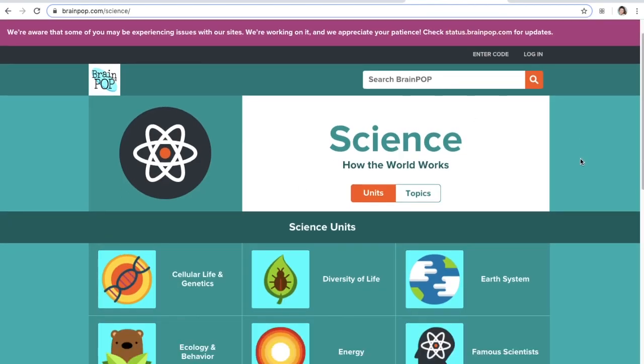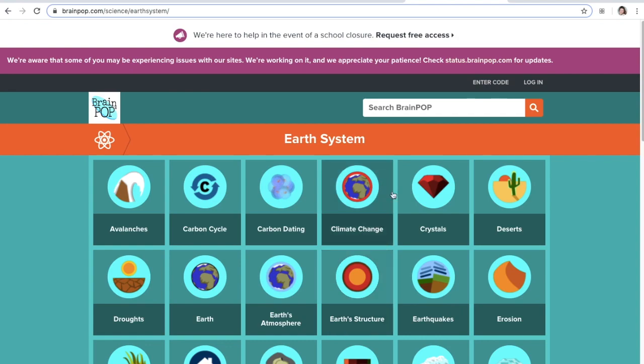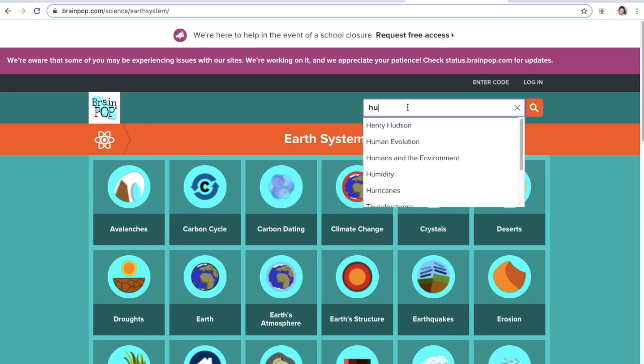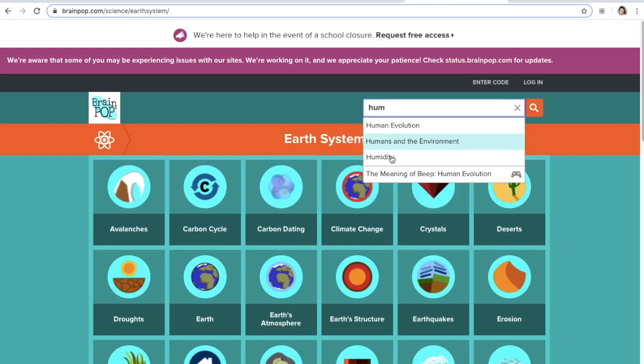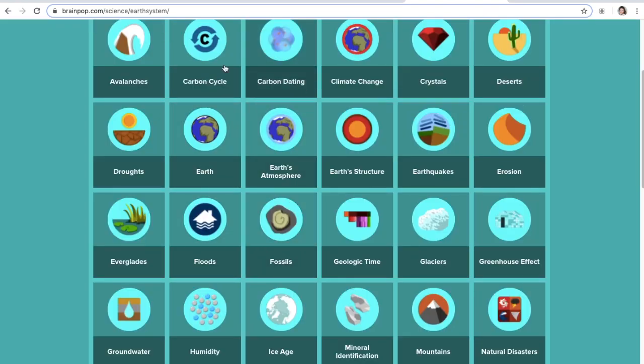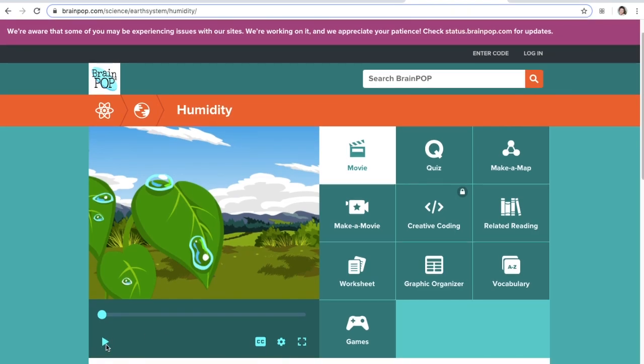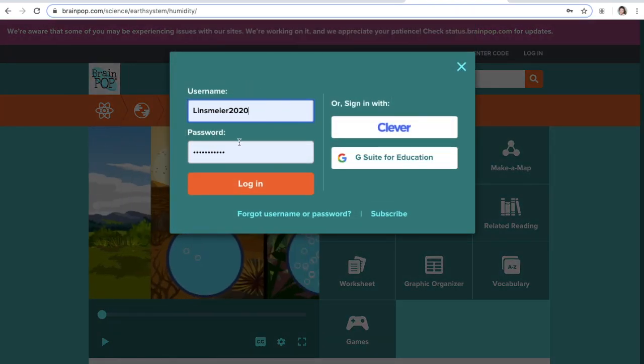Once we are in Science, we are going to find the Earth Science Unit or Earth System Unit, which is right on the top right hand corner. And then once we are there, we're going to find humidity. You can either search it by typing in HUM and it'll pop up, or you can just scroll through. It's in alphabetical order and you can find humidity. Now, it'd be really nice if we could just play this video, but instead it's going to make us log in.